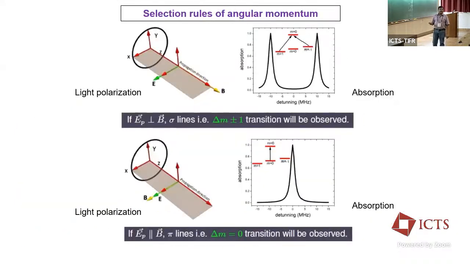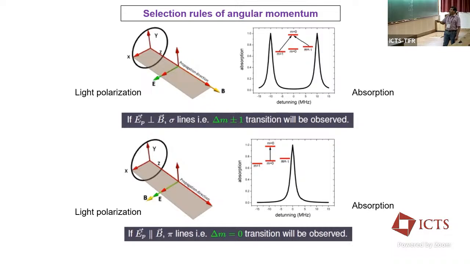Fine. I take you back to your atomic physics classes and tell a few things about the selection rules. If the laser is propagating along the direction of the magnetic field, and your electric field is perpendicular to that, then you are actually driving the delta M plus or minus 1 transitions, which give you the sigma lines. So if you have these magnetic sublevels, you can have the 2 sigma transitions if the electric field is perpendicular to the magnetic field.